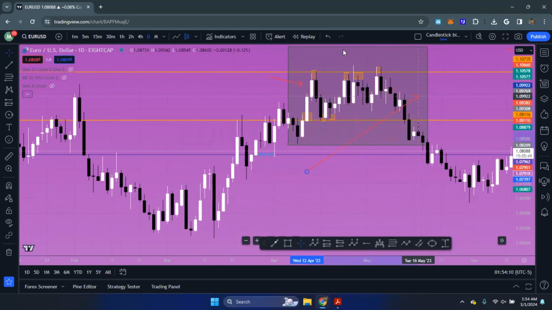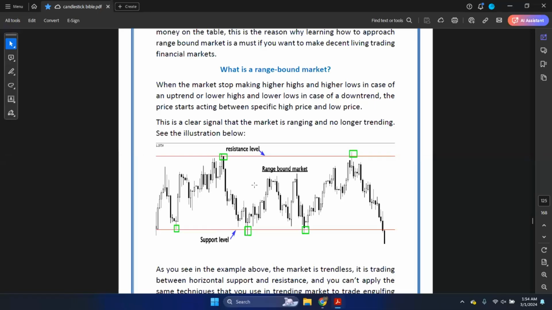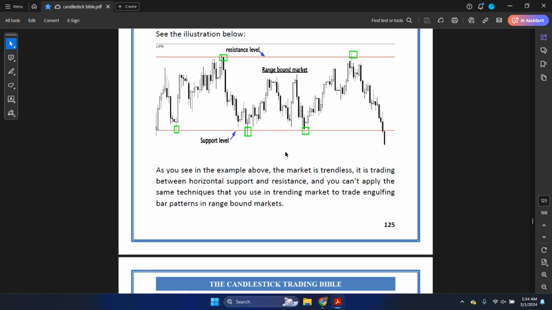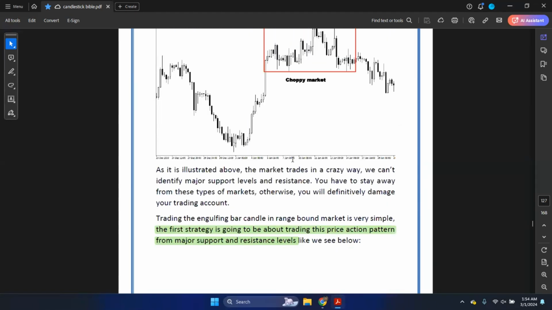So I'll mark up this box just to let us know that this is just that range bound area that we were in. First, it was an uptrend. Then she started not making higher highs and higher lows and just kept ranging. We found our touches on our resistance level and our support level. Okay. All right. Range bound market, just like that. We found our touches at the support level and the resistance level.